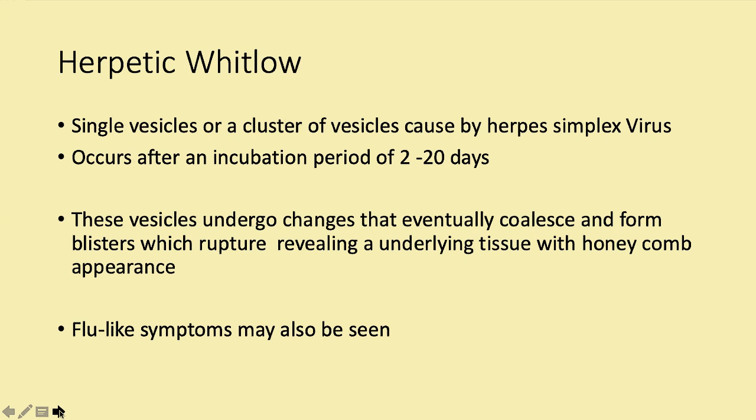Next is the herpetic whitlow, which is more common. It's an infection caused by herpes simplex virus 1 and 2. It is usually characterized by a single vesicle or a cluster of vesicles following an incubation period of 2 to 20 days. The patient may have preceding flu-like symptoms of weakness, low-grade fever, and excessive tiredness. Often these vesicles appear clear initially and then soon become yellow or turbid. They come together to form a big blister, which eventually ruptures, releasing discharge, and the underlying tissue has a honeycomb appearance.